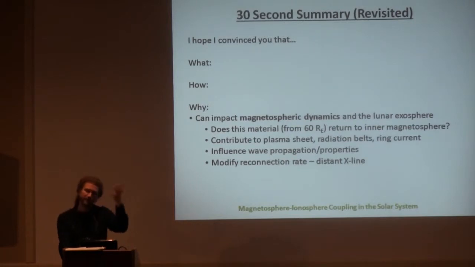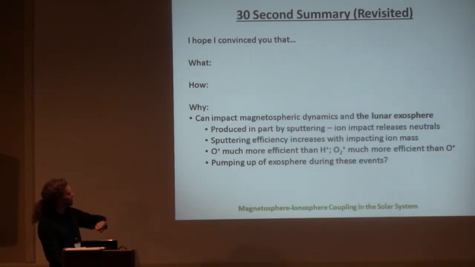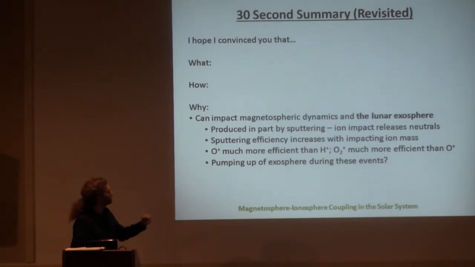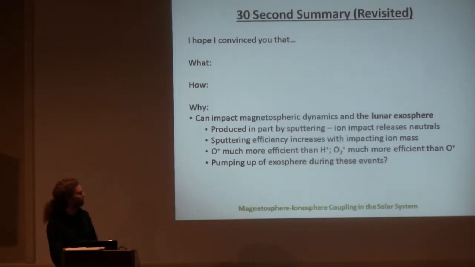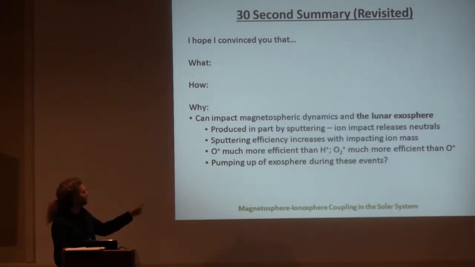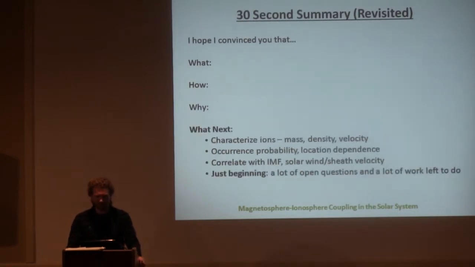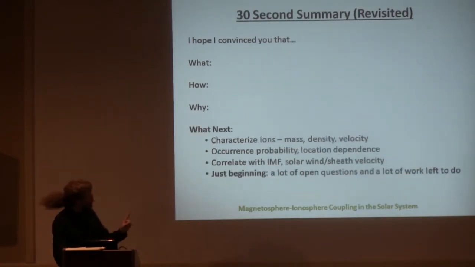Magnetospheric dynamics, we all know that can be impacted. What I think is going to also be impacted is the lunar exosphere. These ions hit the surface of the moon and give off a puff of neutrals. That creates the moon's exosphere. It turns out that scales with mass. So the higher mass particle you have, the more exosphere you create. So O plus is much more efficient than H plus, and O2 plus is much more efficient than O plus. So you may see a pumping up of the exosphere during these events where these heavy ions are hitting the moon. And so, final slide.